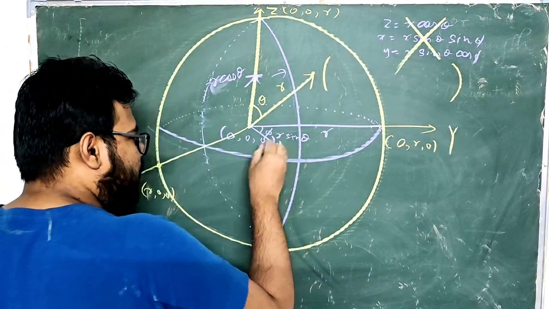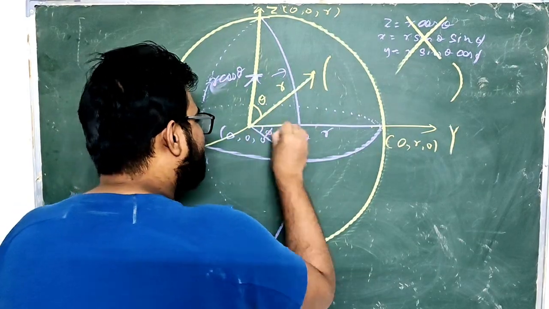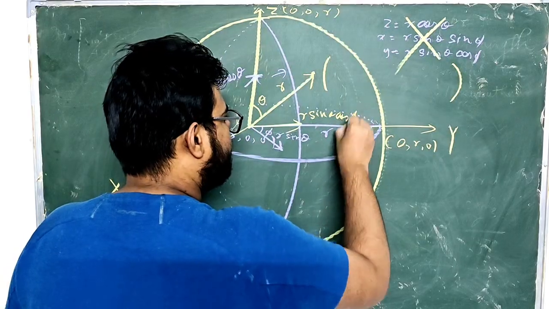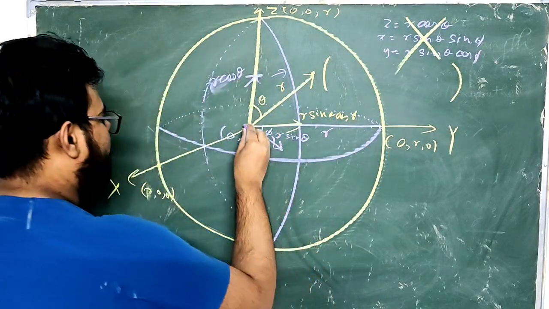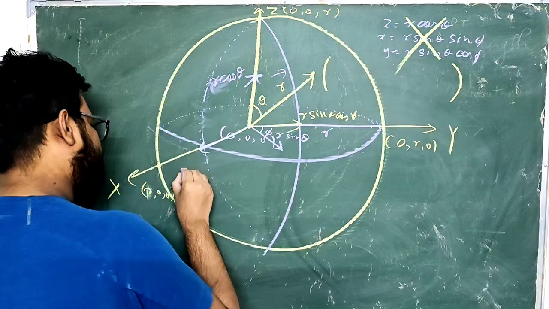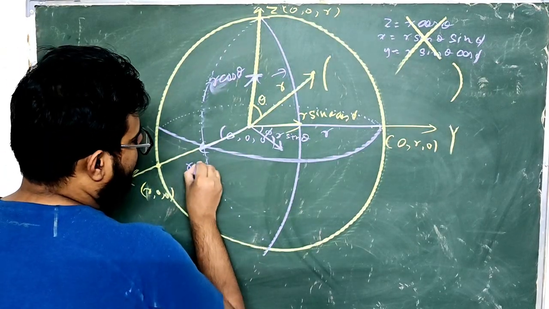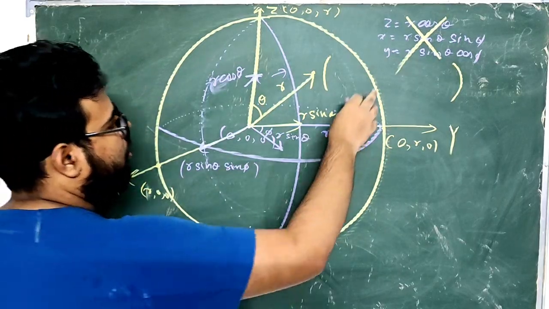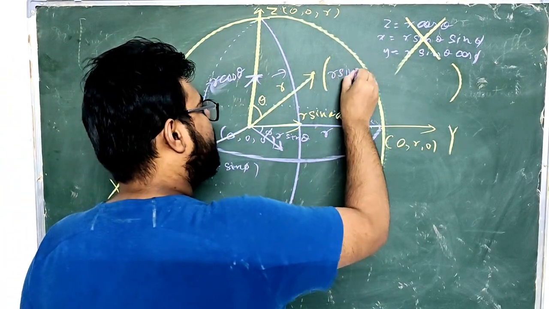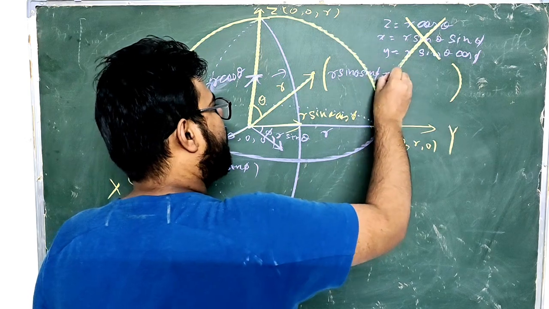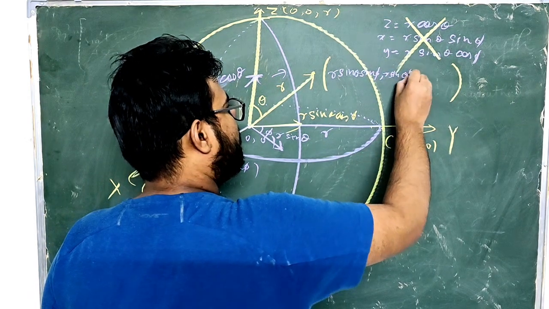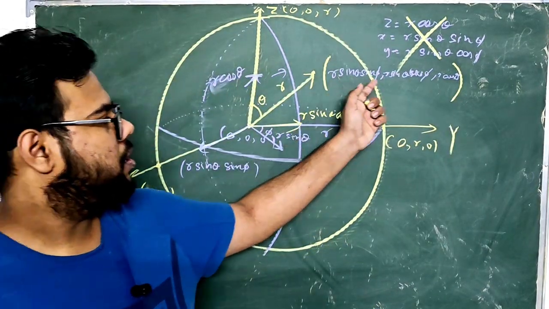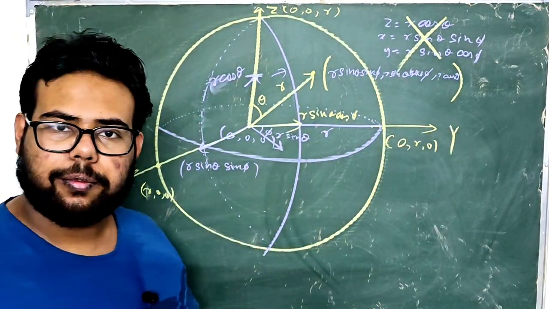Now let's take the components of r sin theta. This will be r sin theta cos phi along y, and along x it will be r sin theta sin phi. So what will the coordinates be now? It will be r sin theta sin phi, r sin theta cos phi, and r cos theta. So this is the coordinate of this point. Correct.